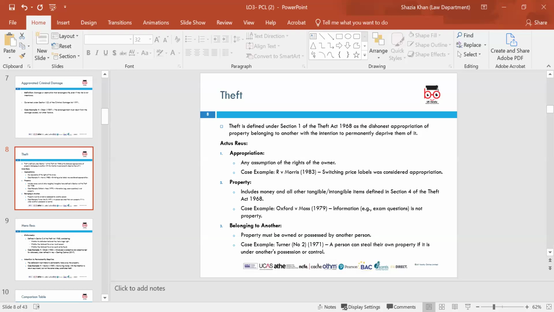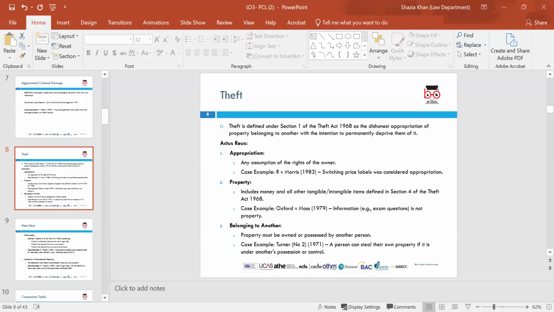So this was demonstrated in the case of R v Turner (No 2), 1971, where the defendant, who had left his car at a garage for repair, picked it up without paying for the repairs. As the car was in the possession and control of the garage at the time in question, the defendant was liable for the theft of his car.